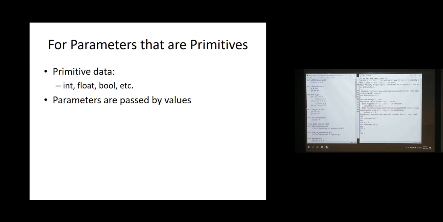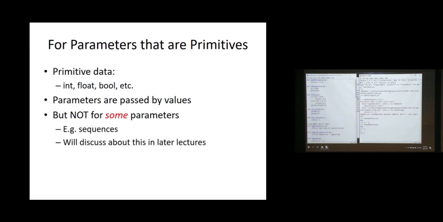So for parameters that are primitive, what is primitive? Primitive are data like integer, like floats, like Boolean, all these things. These parameters are passed by value. Just like just now, when I say x is equal to 0, I call function change value with x. The value of x, because it's an integer, will be passed over. x will not change.